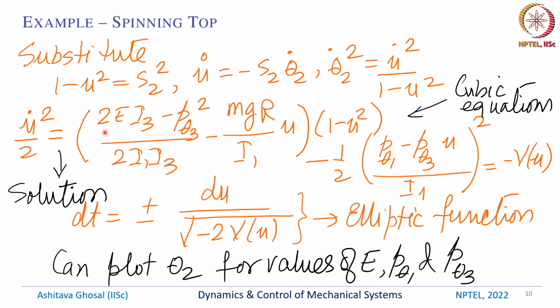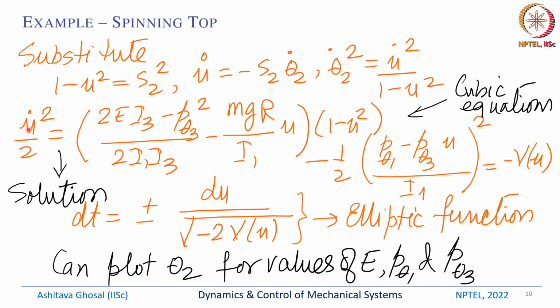So what do we have here? That u dot square, this term, is basically a cubic function of u. Okay, so how do we get cubic? Because you can see there is a u here and a u square here. So the maximum power of u on the right hand side is u cube. Let us denote this right hand side as minus vu.